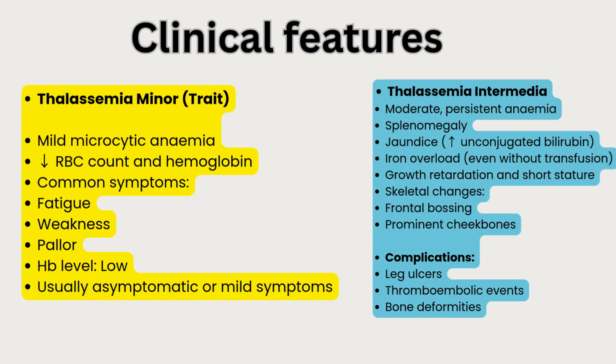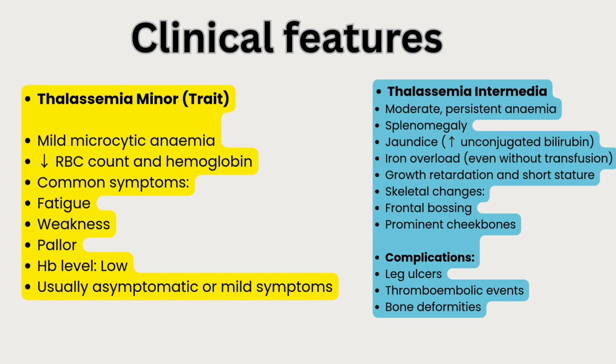Clinical features. Thalassemia minor, also known as the thalassemia trait, is a mild inherited blood disorder. In this condition, the patient has mild microcytic anemia, which means the red blood cells are smaller than normal and contain less hemoglobin. Both the RBC count and hemoglobin level may be slightly reduced, but the anemia is usually mild. Most patients are asymptomatic, meaning they do not show obvious symptoms. However, some individuals may experience mild symptoms such as fatigue, weakness, pallor.